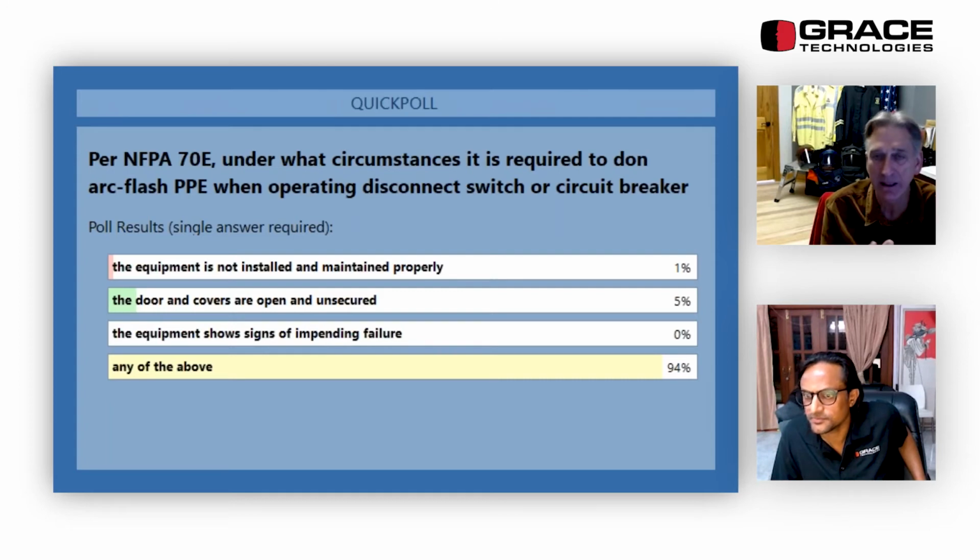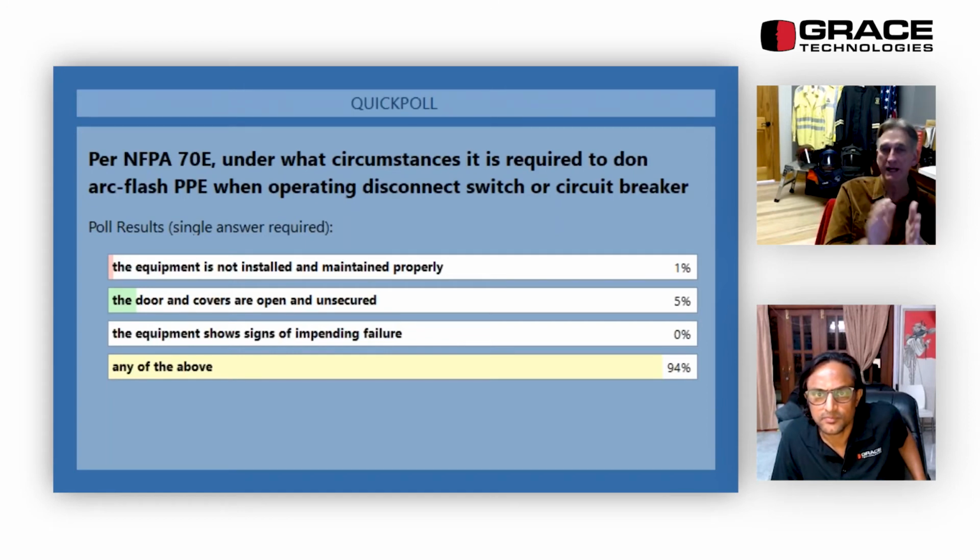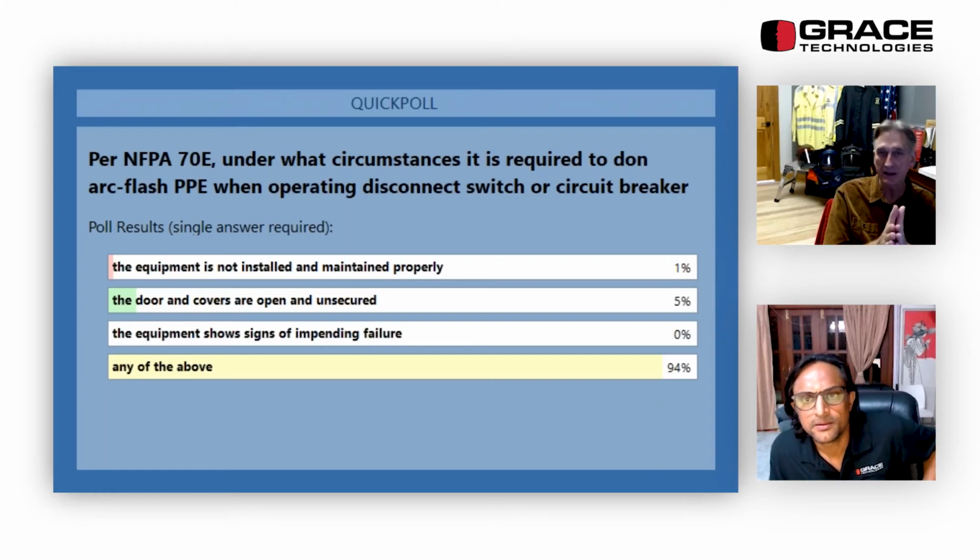Technically, we had 6, but one of the PPE categories was category 0, which means a long sleeve shirt and long pants of a certain material weight. With category 0, if we were going to turn on or off a breaker or a disconnect switch, we had to be wearing category 0 PPE.